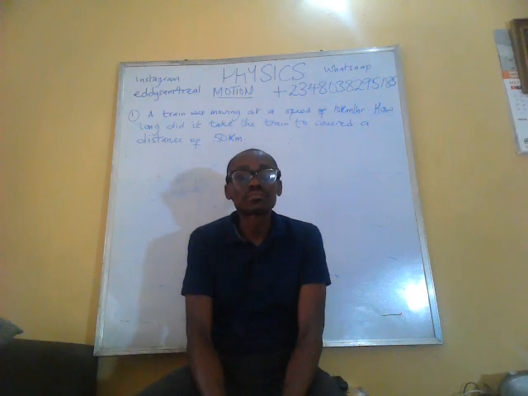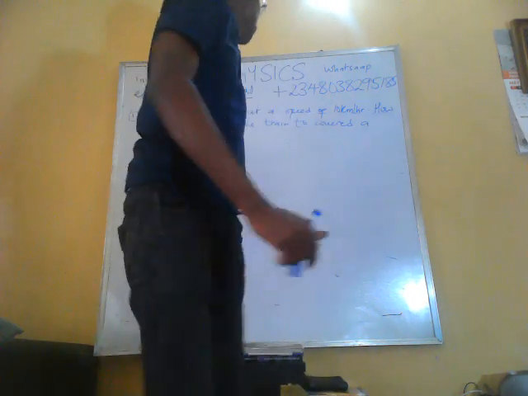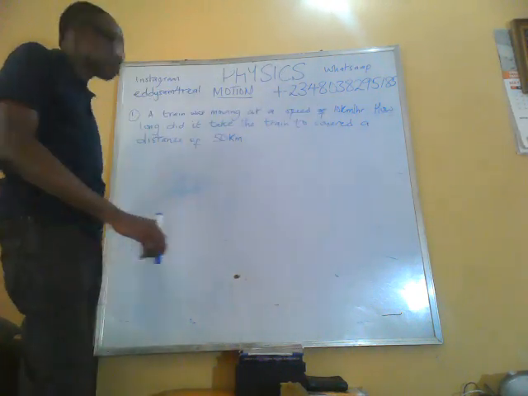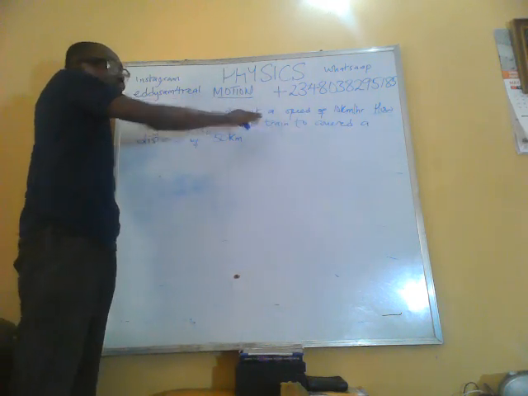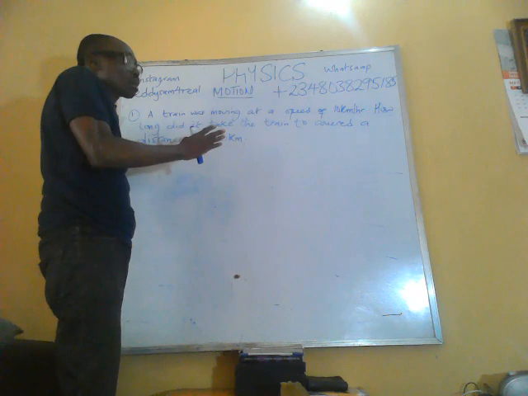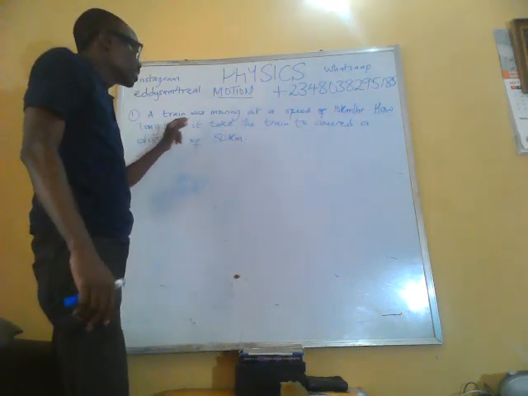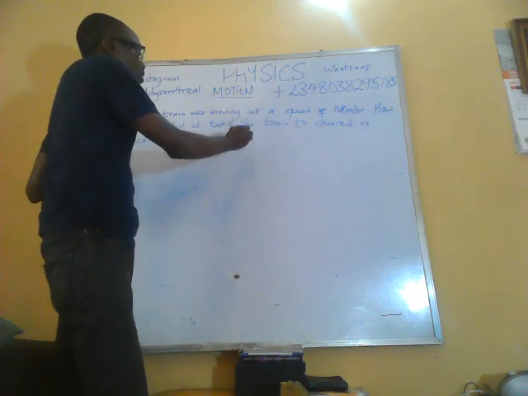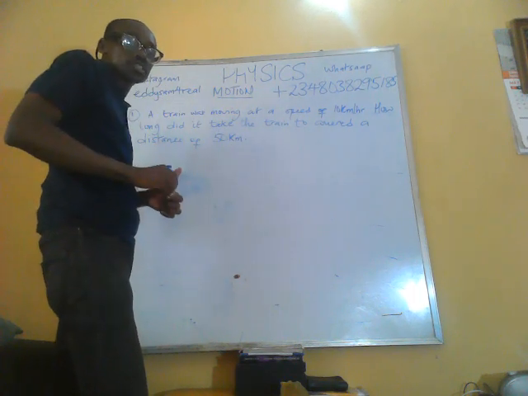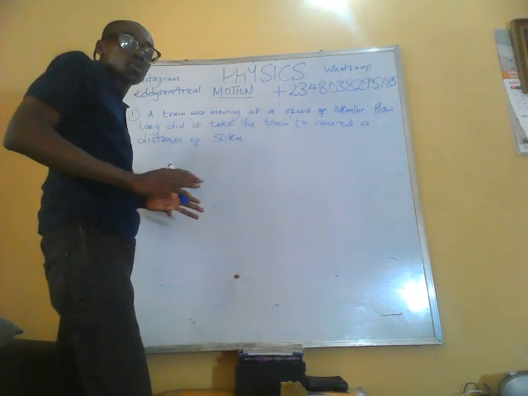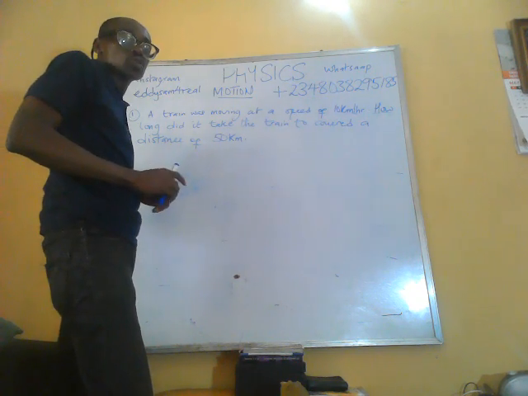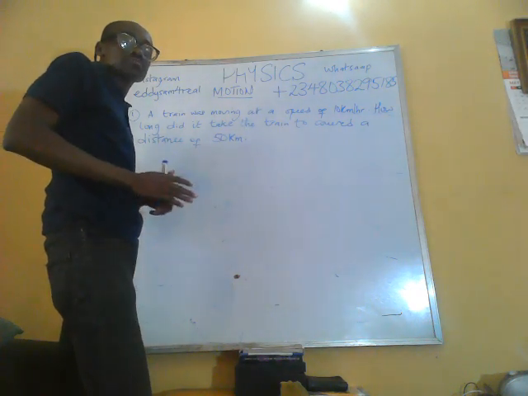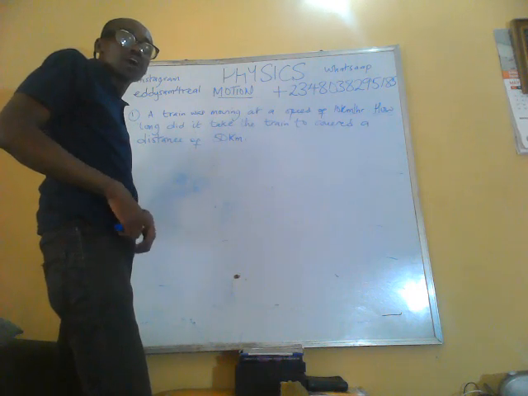In this lesson, the question is: a train was moving at a speed of 10 kilometers per hour. How long did it take the train to cover a distance of 50 kilometers? When you want to solve questions in physics, whether in motion or in physics generally, first and foremost, you look at the quantities that are supplied, the parameters that are supplied, and what you are being asked to find.